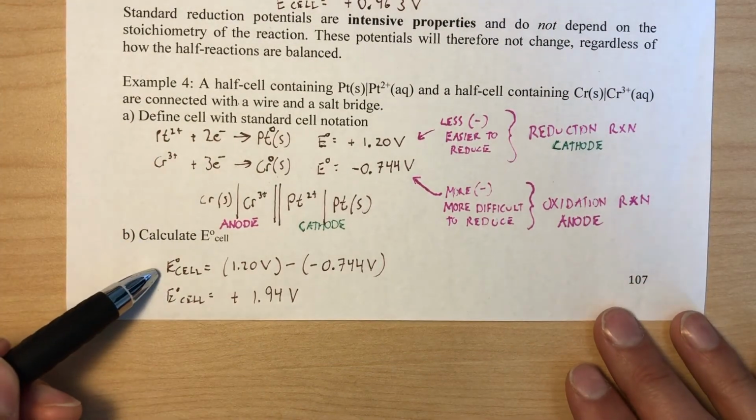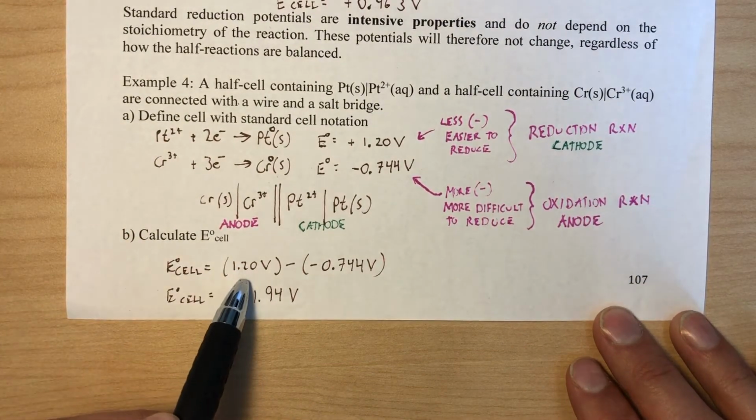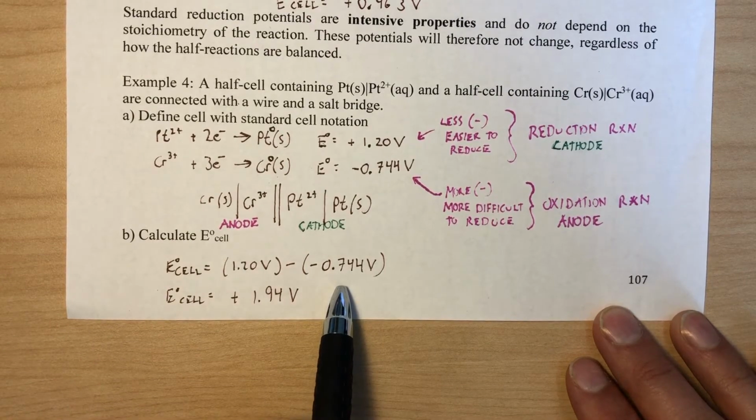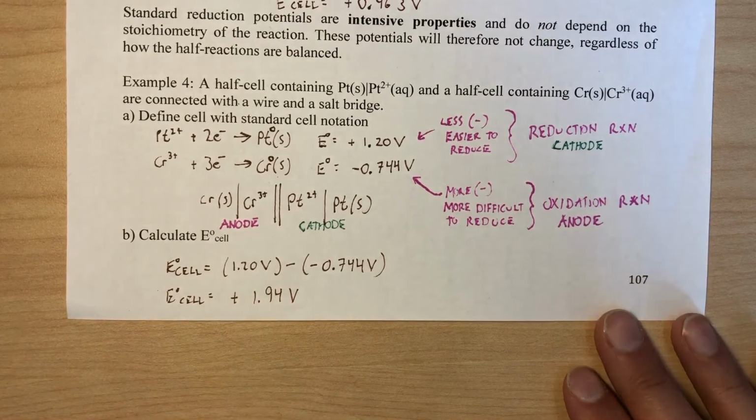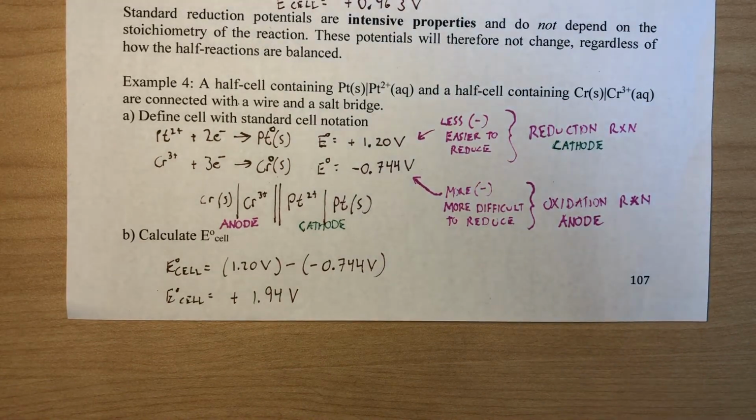So now we calculate the E cell. E cell is always going to be equal to cathode minus anode, so that's going to be 1.20 volts minus negative 0.744 volts, so the E cell is going to be positive 1.94 volts.